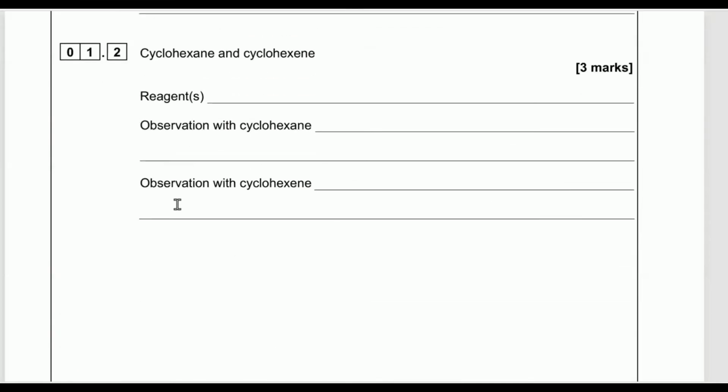What chemical or reagent could you use to distinguish between cyclohexane and cyclohexene? So pause the video, have a go. Okay, so you should know this from GCSE chemistry. Which reagent do we use to tell the difference between alkanes and alkenes?